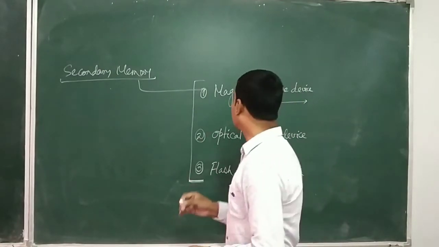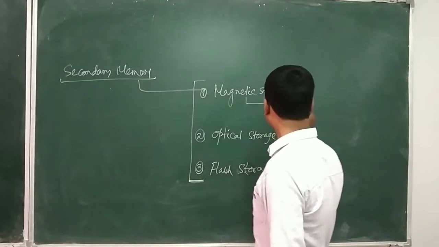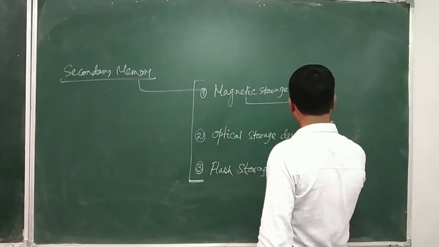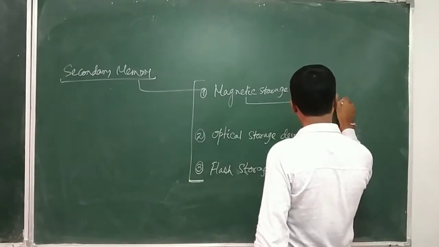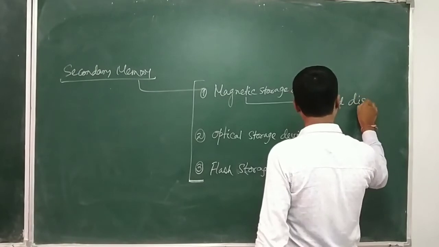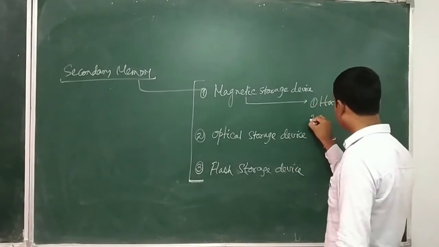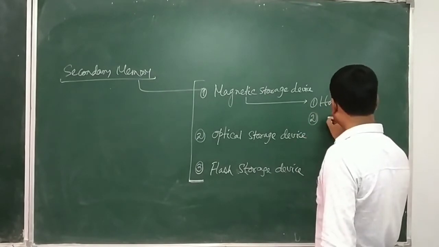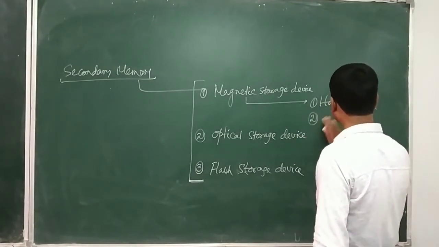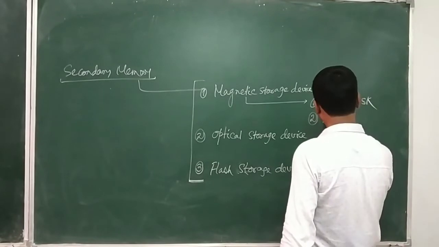So for magnetic storage devices, examples: number 1, hard disk. A hard disk can store a large amount of data and information. Number 2, CD or hard disk. Next, floppy disk.